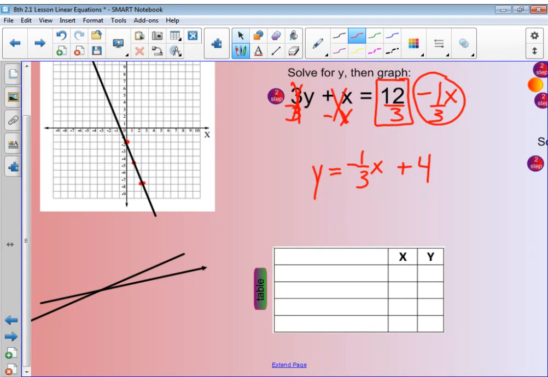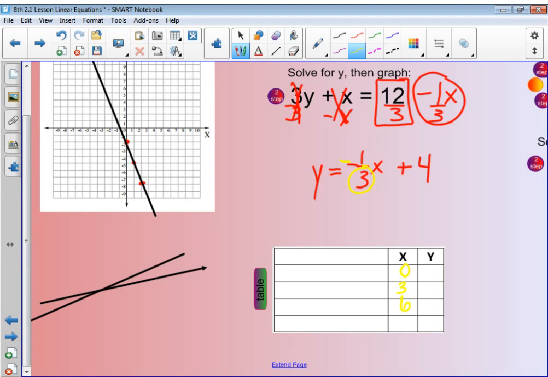Okay, so for my x's, I'm going to want to pick, so you can see that negative fraction, I'm going to want to pick multiples of 3. So I always like to use 0, 3, 6. Okay, so that's just another one that you can go through and practice.